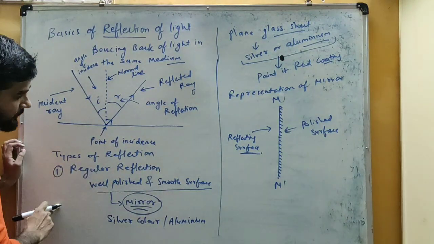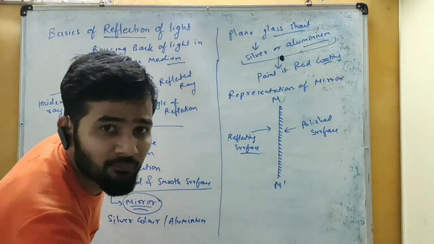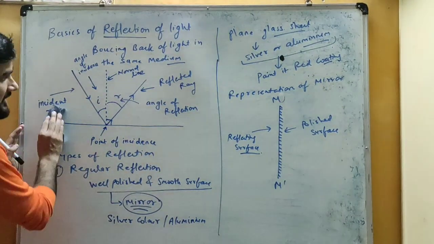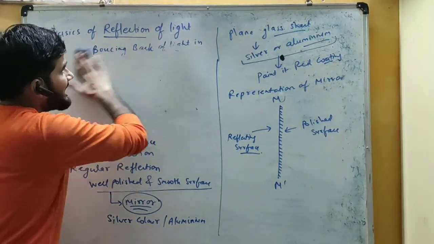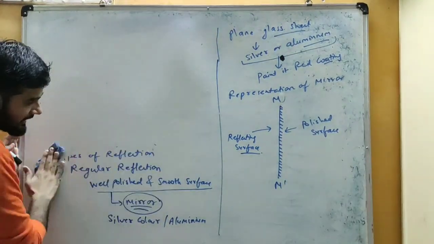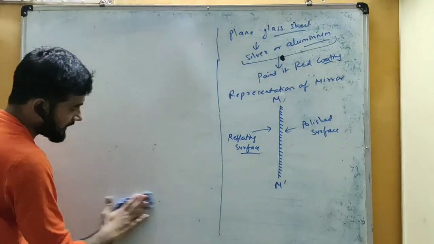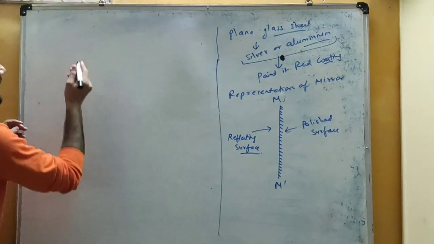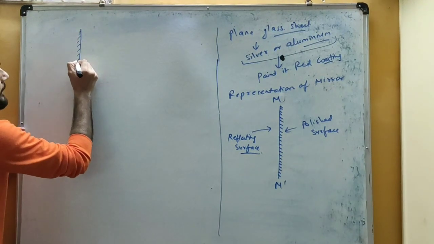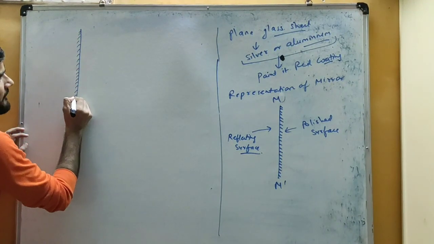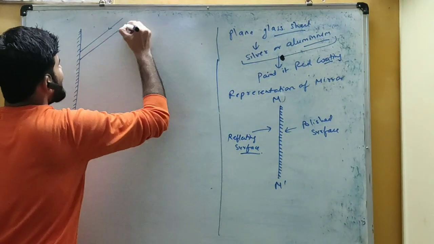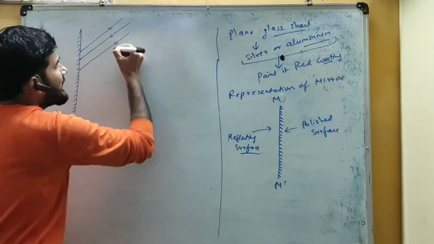Now here in case of regular reflection, we have used one term, that is if the reflection is taking place from a well polished and smooth surface, that is called regular reflection. Now we have one more definition of this regular reflection. If we have a well polished and smooth surface, and if parallel light rays are falling on it, you can say a parallel beam. So these are the parallel light rays which are falling on the mirror.